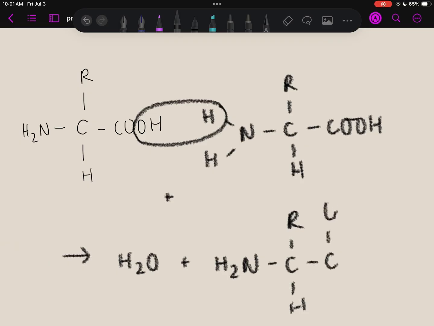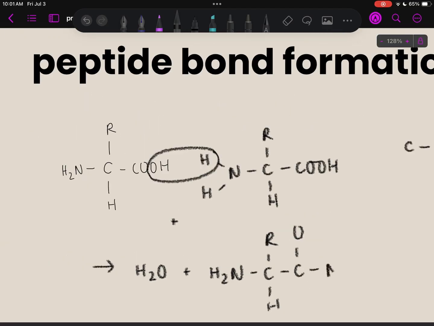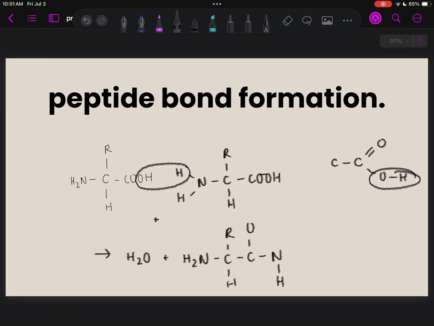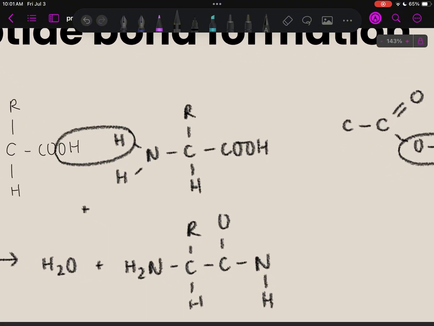HCO. I like to draw my peptide bonds with the CO group going up and then the NH group going down, but honestly, it doesn't really matter.